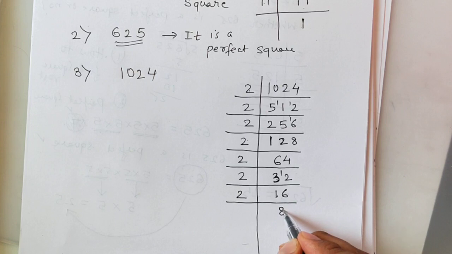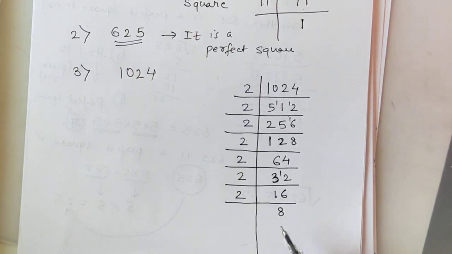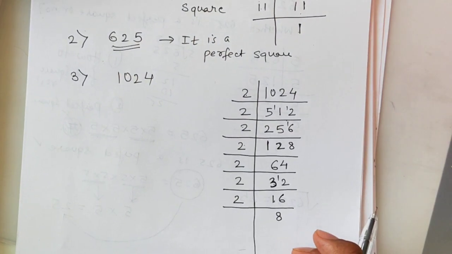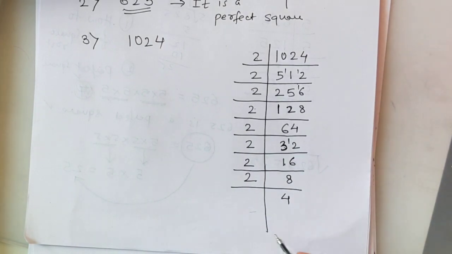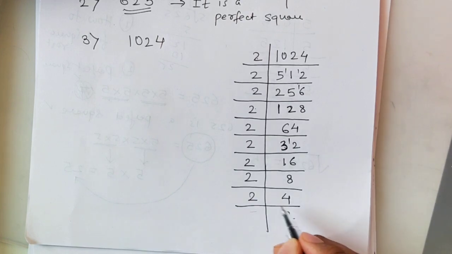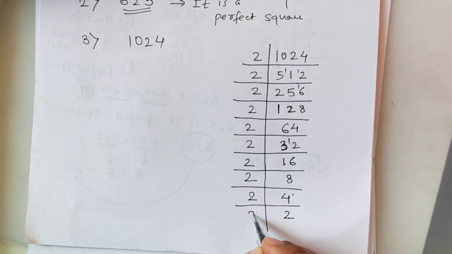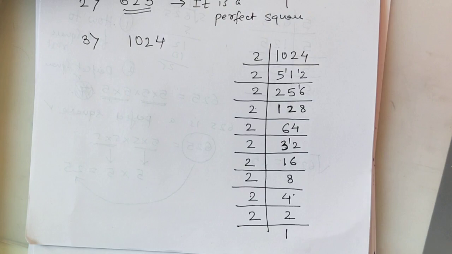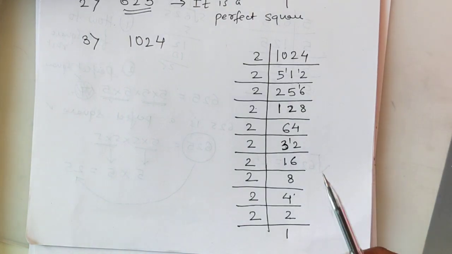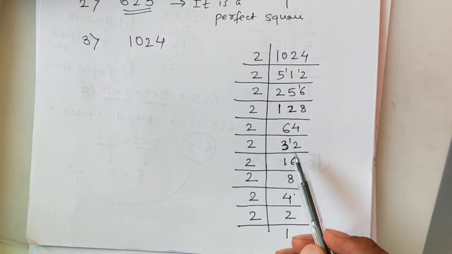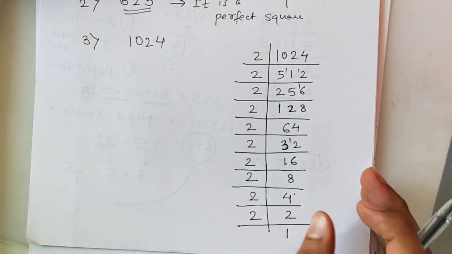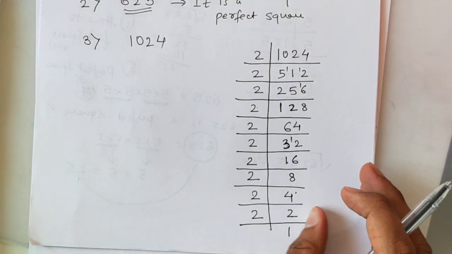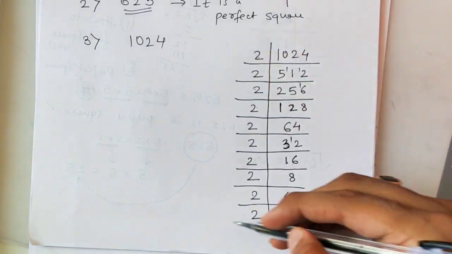2 8s are 16. Okay. 2 8s are 16. 2 4s are 8. 2 2s are 4. 2 2s are 4 and 2 1s are 2. So in this question you see no other prime factor was used. We got only 2. That is okay. It may happen sometimes that you have only 2. Okay. So basically we have found all the prime factors now.